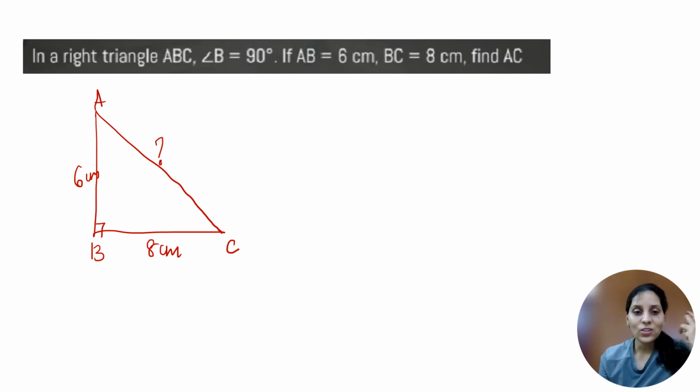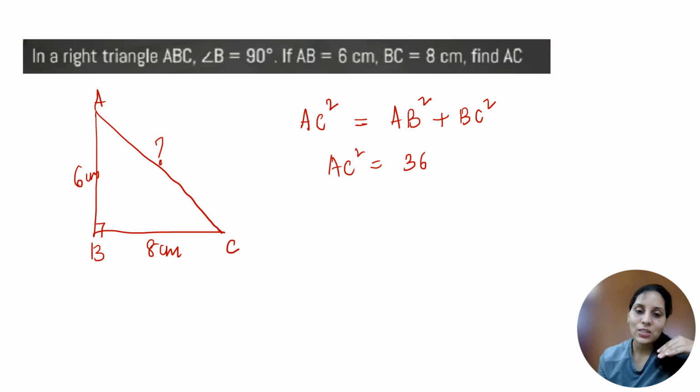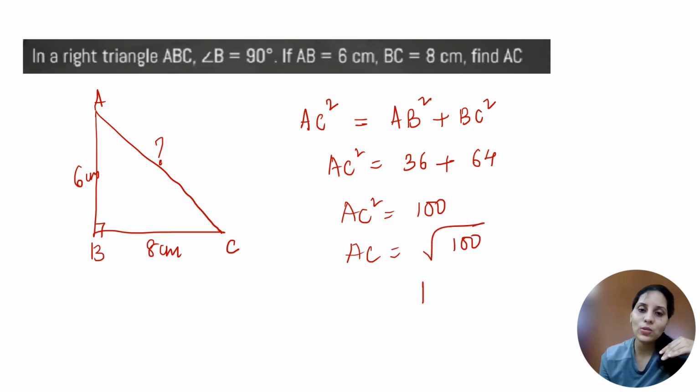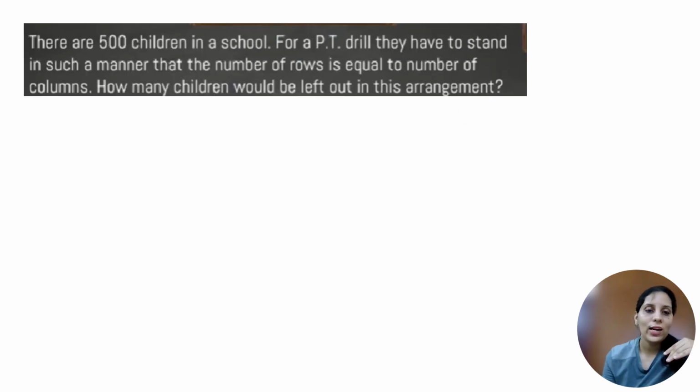The Pythagorean theorem states that the hypotenuse square, what is hypotenuse? It's the side opposite to 90 degrees. That means hypotenuse square is equal to the sum of the squares of the other two sides. So, AC square is equal to 6 square 36 plus 8 square 64. So, AC square is equal to 100. AC is root 100, which is equal to 10 centimeter. Now the next one, last one.